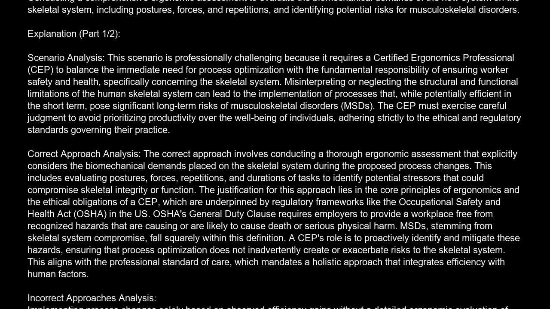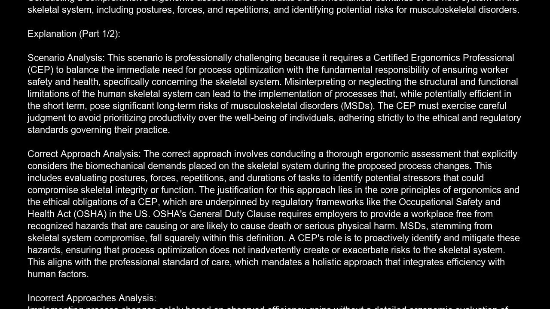Correct approach analysis. The correct approach involves conducting a thorough ergonomic assessment that explicitly considers the biomechanical demands placed on the skeletal system during the proposed process changes. This includes evaluating postures, forces, repetitions, and durations of tasks to identify potential stressors that could compromise skeletal integrity or function. The justification for this approach lies in the core principles of ergonomics and the ethical obligations of a CEP, which are underpinned by regulatory frameworks like the Occupational Safety and Health Act (OSHA).